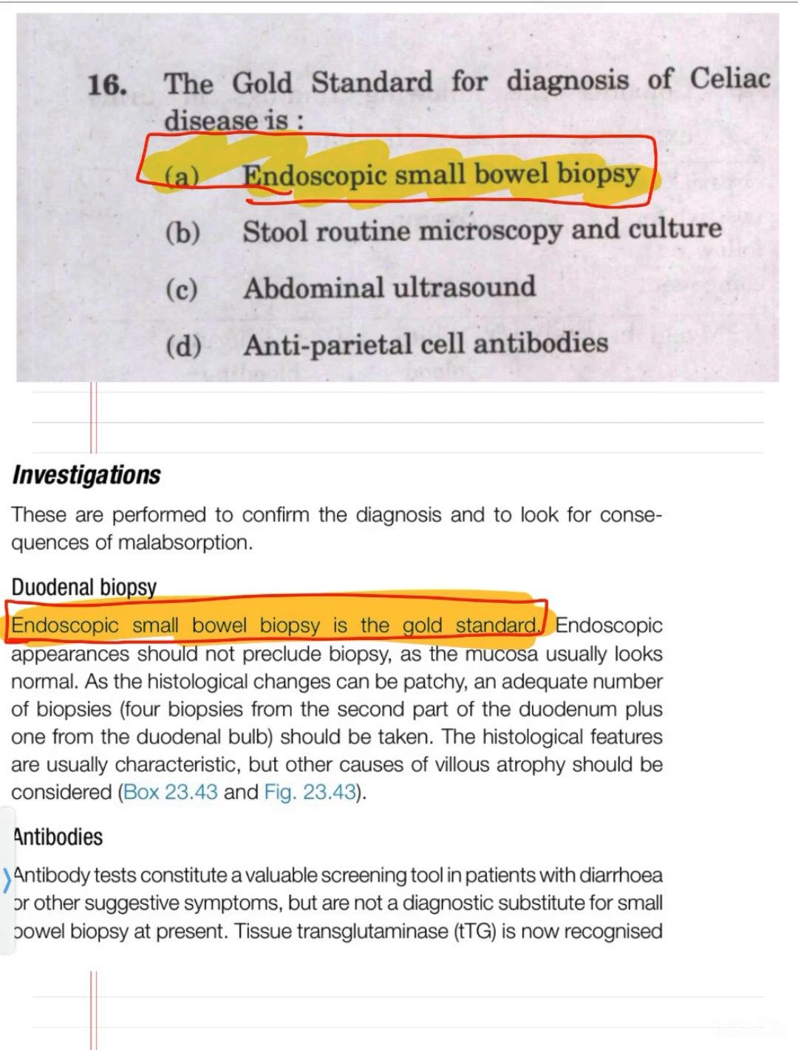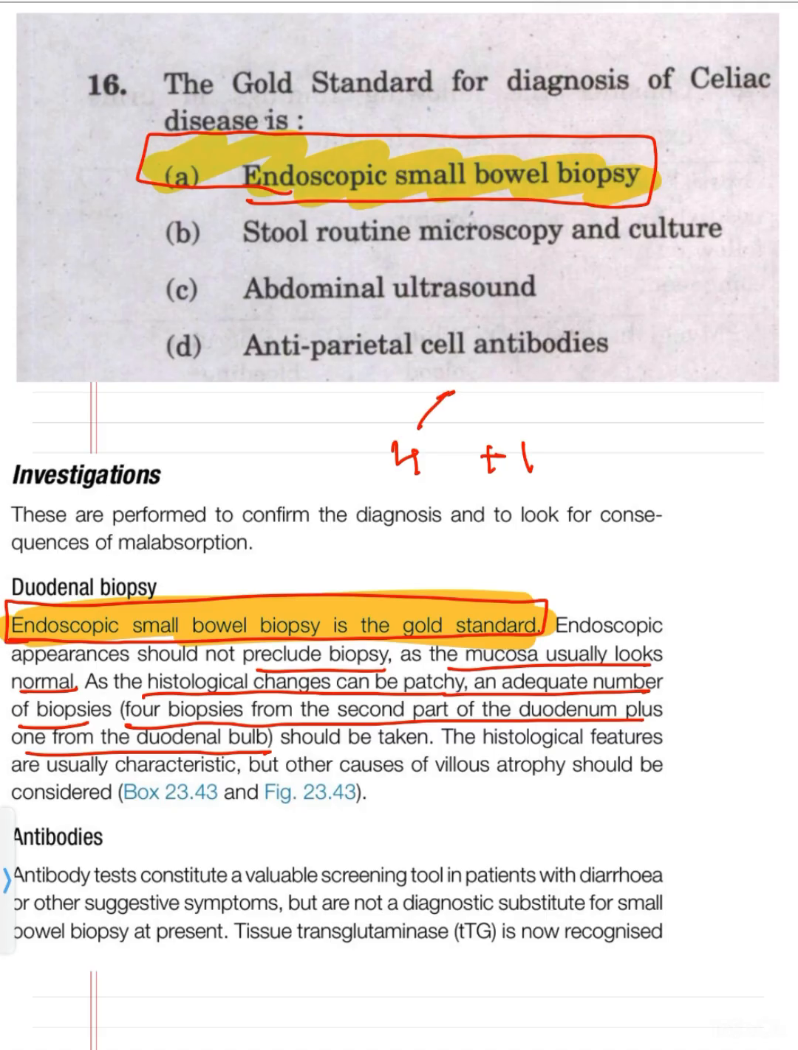They are saying that endoscopic appearance should not preclude biopsy, as the mucosa usually looks normal. So you went for the endoscopy, saw the mucosa looks normal, so it means it's not celiac disease? No sir, this is not correct. You have to go for the biopsy. As the histological changes can be patchy, an adequate number of biopsies is needed. How many do you take? Four biopsies from the second part of the duodenum plus one from the duodenal bulb. So 4 plus 1, five biopsy samples.